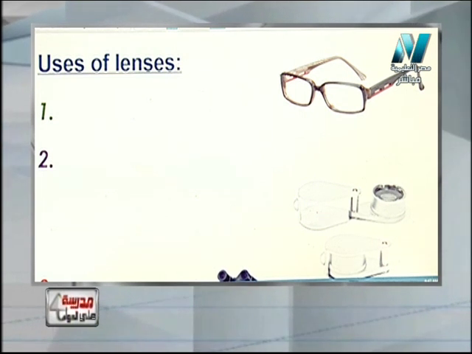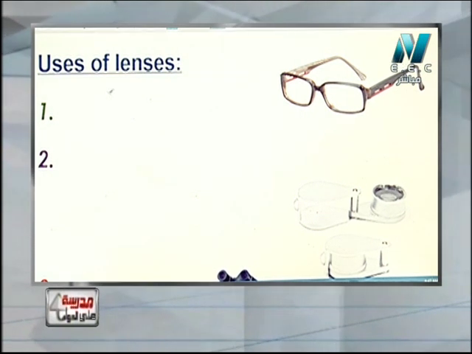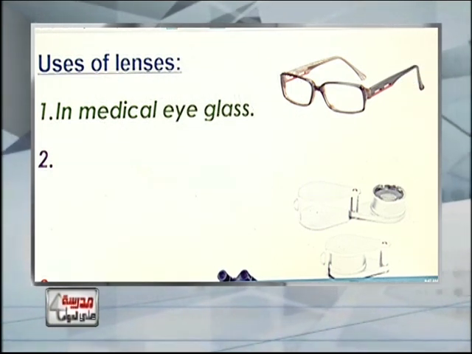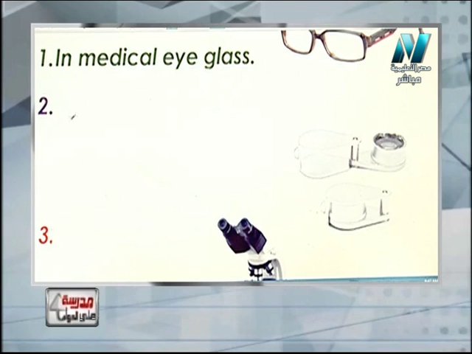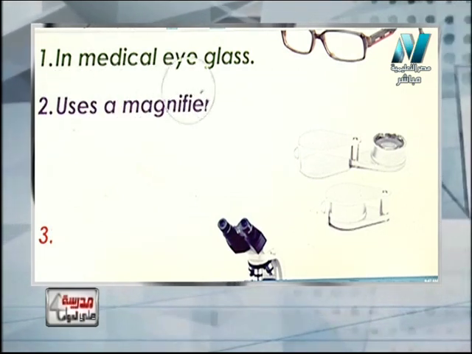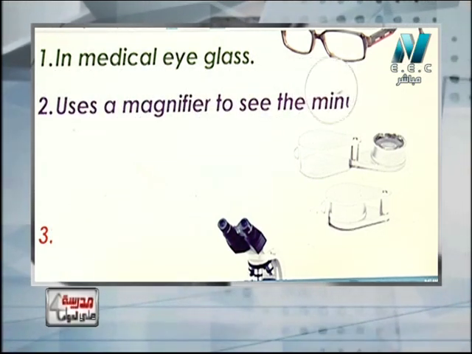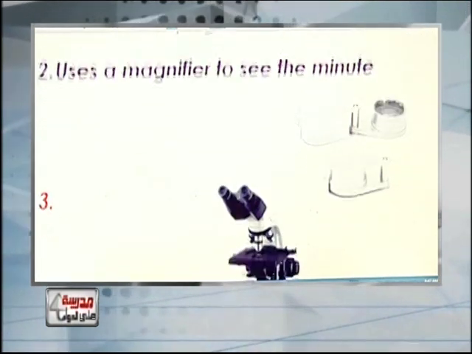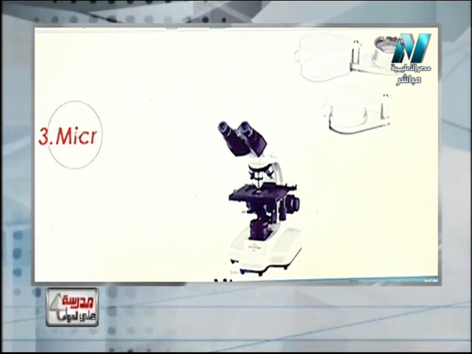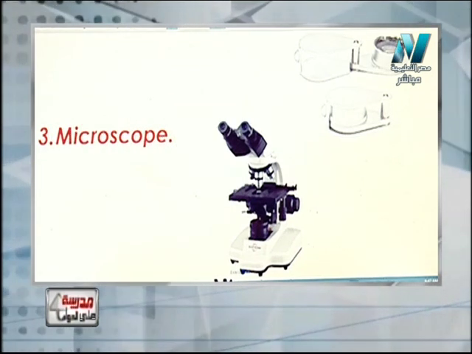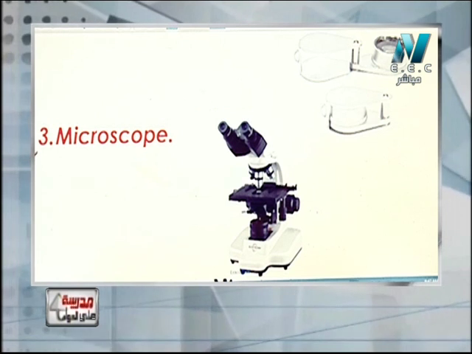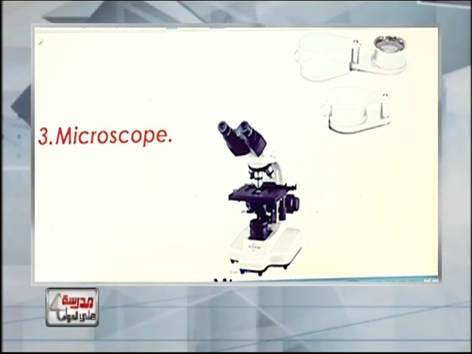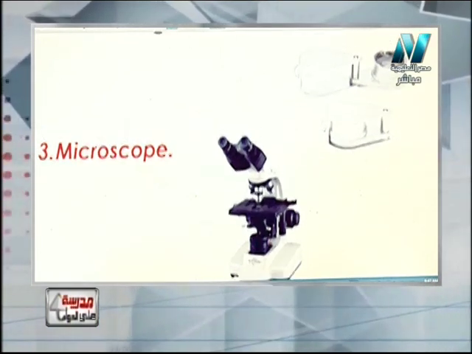We have many uses of the lens. For example, in medical eyeglasses العدسات الطبية أو النظارات الطبية, and as a magnifier to see the minute parts, اللي هي الأجزاء الدقيقة, magnifying lens عدسة مكبرة. As here we have for example a microscope زي ما احنا شايفين قدامنا. We can say also in these uses we have the telescope. ممكن أقول التلسكوب from the uses of lenses.